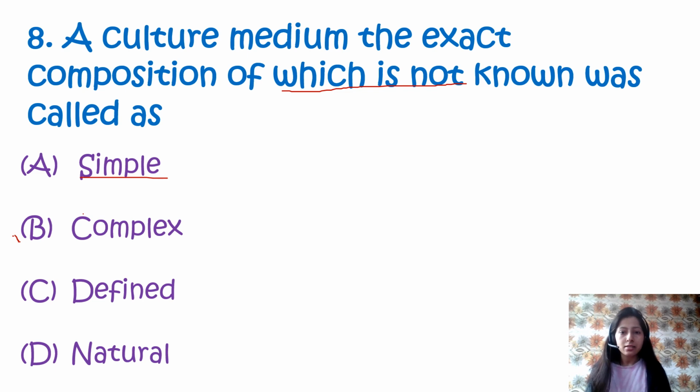Defined, it is termed as a culture medium in which the chemical composition of each of the constituents is known with certainty. And option number D, that is natural medium. So as the name is suggesting, natural means it is not artificially prepared and it is obtained from the natural sources. My correct option is option number B, that is complex medium.